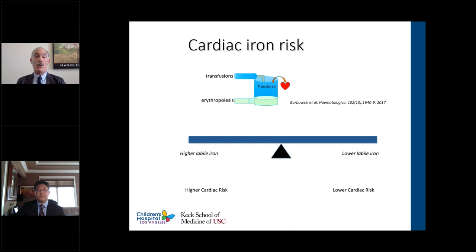And as I mentioned, this is, for example, an increase in transfusion volume, a decrease of the effective use of red blood cells by the bone marrow, as well as damage to the liver. That will tip toward heart iron loading.